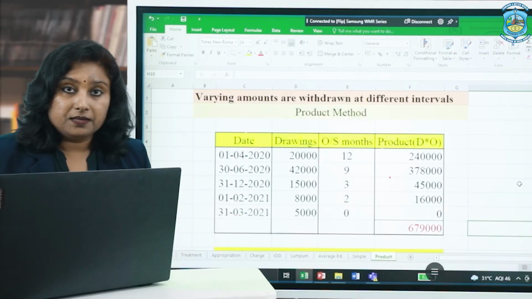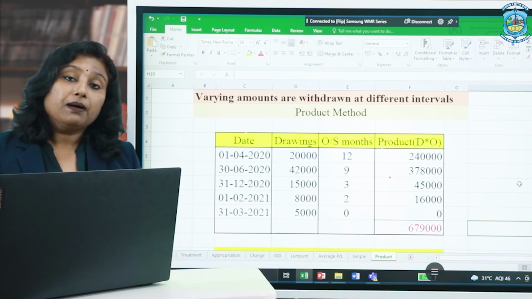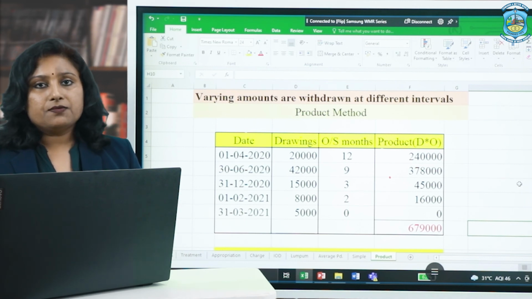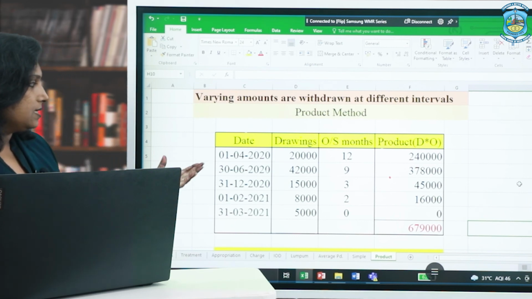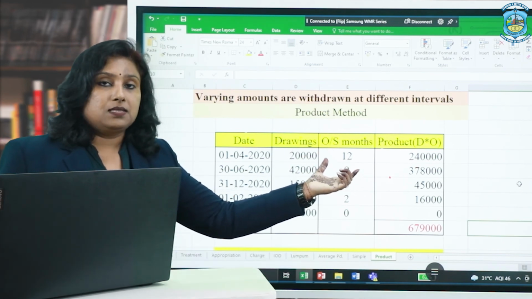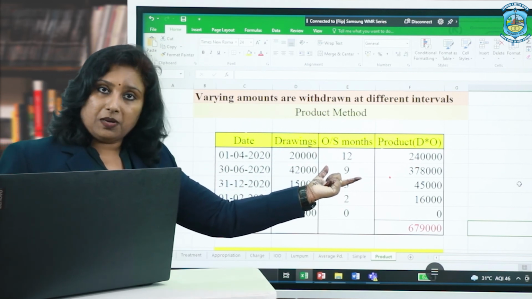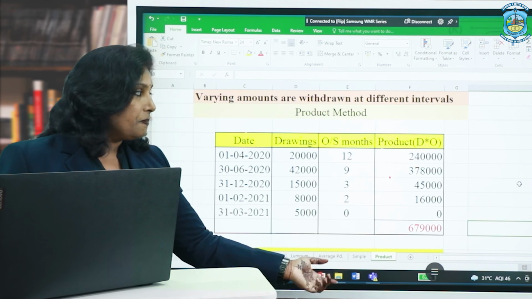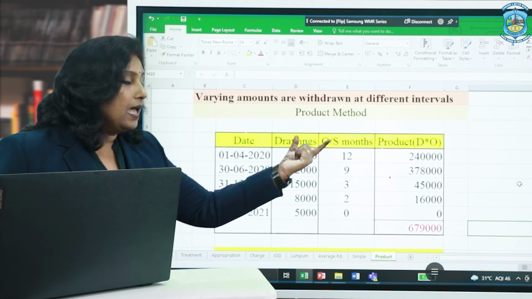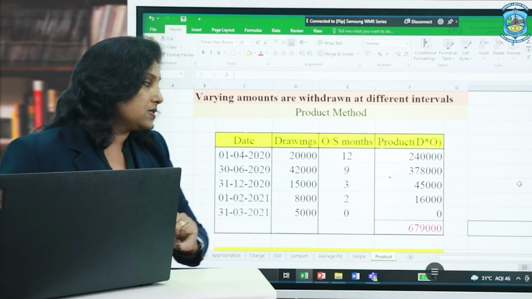Now let's see the next method, that is if the varying amounts are withdrawn at unequal time interval but the number of withdrawals are more. Okay, in that case we go for product method. So we make a simple tabular presentation, that is the date of withdrawals, the amount of withdrawals and the outstanding months. How it is to be calculated? That is from the date of withdrawal till 31st of March we need to calculate the outstanding months. The last column we make for product, that is the product of drawings and outstanding months. That is why D into O, drawings into outstanding months.